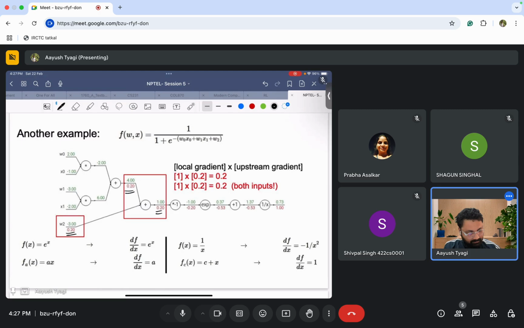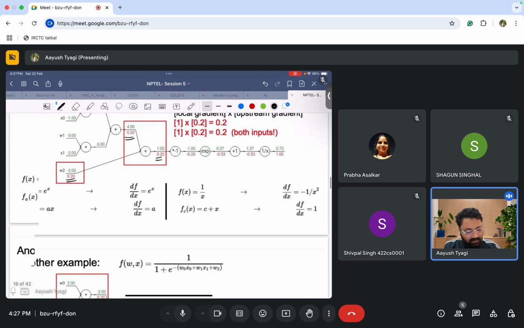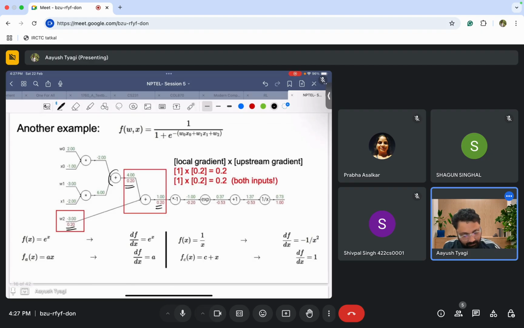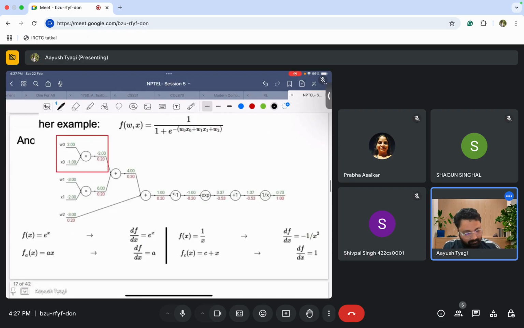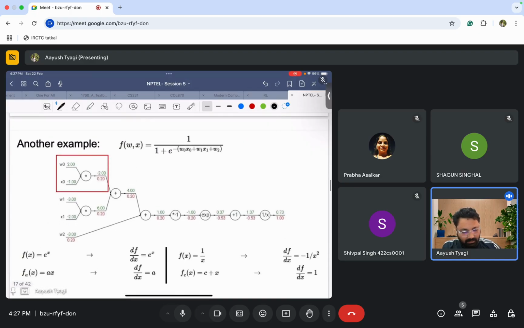Similarly, the addition is also present at this point. So the same gradient will pass here, same gradient will pass here, right? At this point, the global gradient which is coming is 0.20. In this branch as well, it is 0.20. Now we have a multiplication factor.